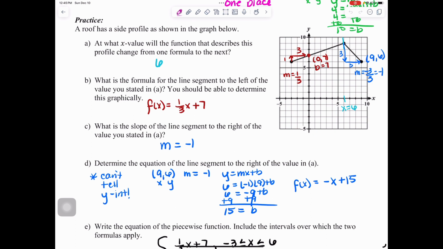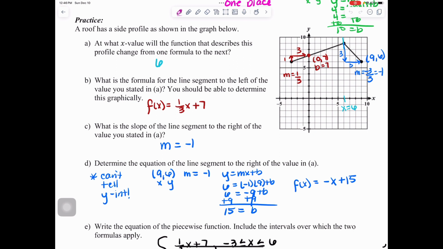B, what is the formula for the line segment to the left of that value? So remember, once you find your places that it's split, you got to write an equation for each piece. So you can see I found 2 points, used rise over run. The slope is 1/3. Crosses the y-axis is 0, 7. So your y-intercept is 7. So f of x equals 1/3 x plus 7.